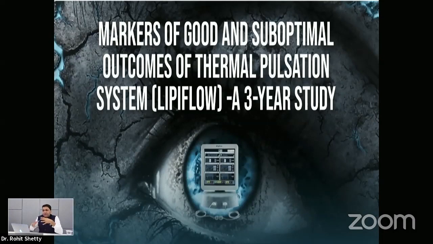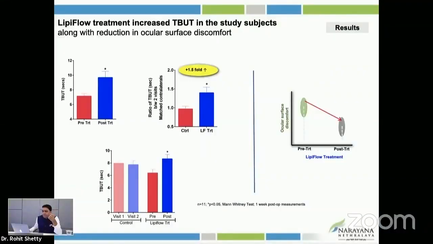I used it at 3 years. I worked on LipiFlow for the last 9 years. So I thought that we'll use it as a 3-year study of what was happening. One thing definitely changes is the OSDI. The patient's symptoms drastically reduce the majority of the time.